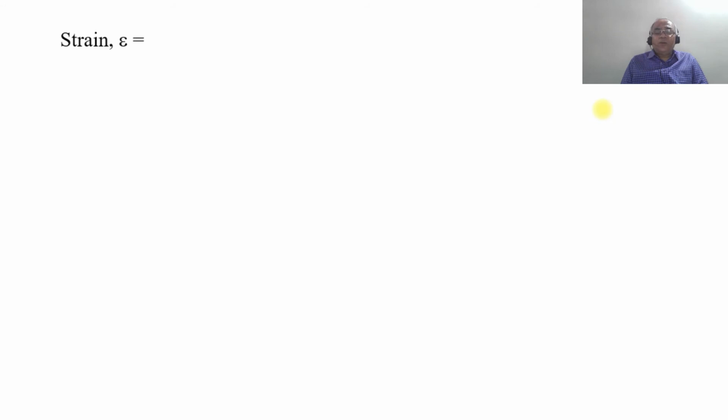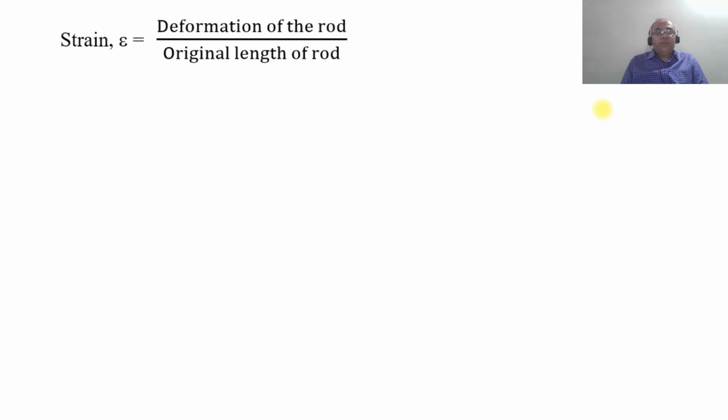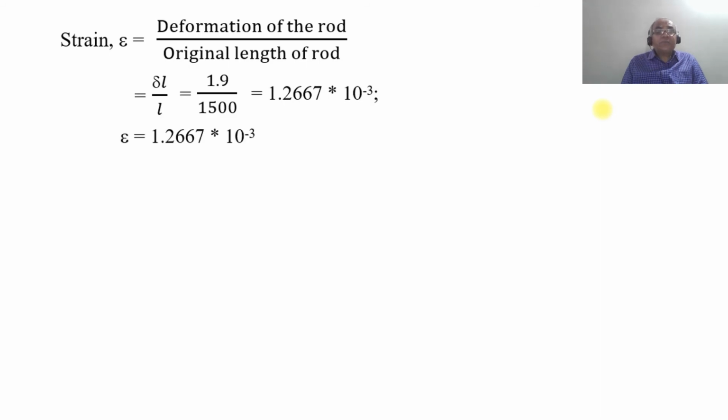Now, similarly, we want to find out the strain. What is strain? It is the deformation of the rod by the original length of the rod, which is delta L by L. You know the value of delta L, which is 1.9, and the length of the rod, which is 1500. On simplification, you are going to get it as 1.2667 into 10 to the power of minus 3. So that is the strain value.